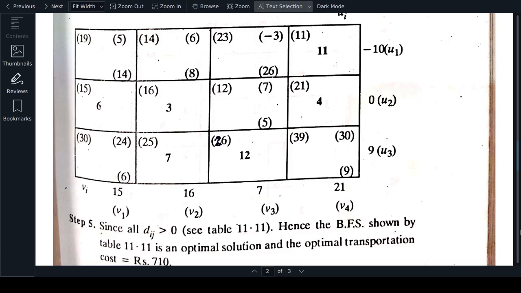Right? Next, you see cell number 2 comma 3. 12 minus 7 is 5. Next cell number 3 comma 1, third row first column, 30 minus 24 is 6. Next you see cell number 3 comma 4, 39 minus 30 is 9. So all Dij values we get what? 14, 8, 26, 5, 6, 9. So all Dij are what? Strictly greater than 0. So if all Dij are strictly greater than 0, then we get an optimal solution, right?